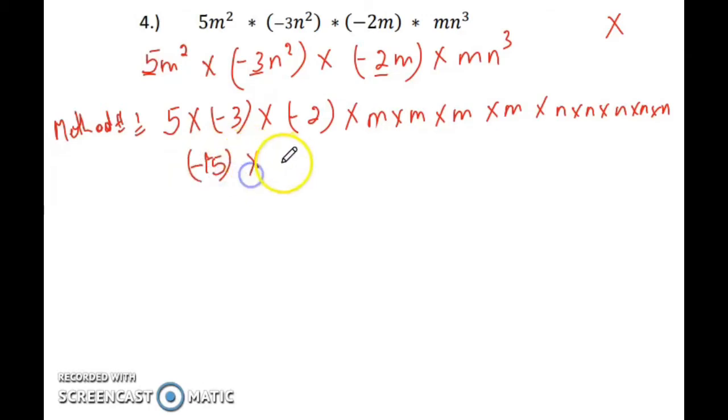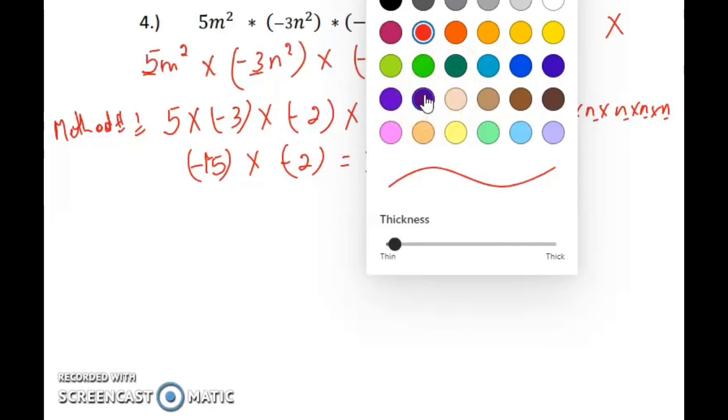Now you multiply your negative 15 by your negative 2. If you try to put everything together, you might get confused, right? So negative 15 times negative 2 gives you a positive number, and that is positive 30. Here I have m. I'm going to count the amount of m's that I have: 1, 2, 3, 4. So it's m to the 4th power. Count the amount of n: 1, 2, 3, 4, 5, and that would be n to the 5th power. And that's just using method 1.